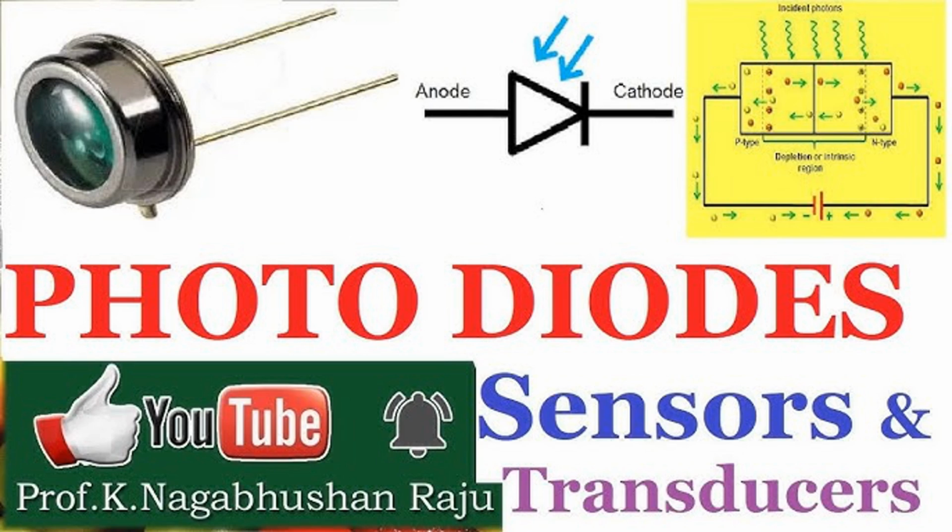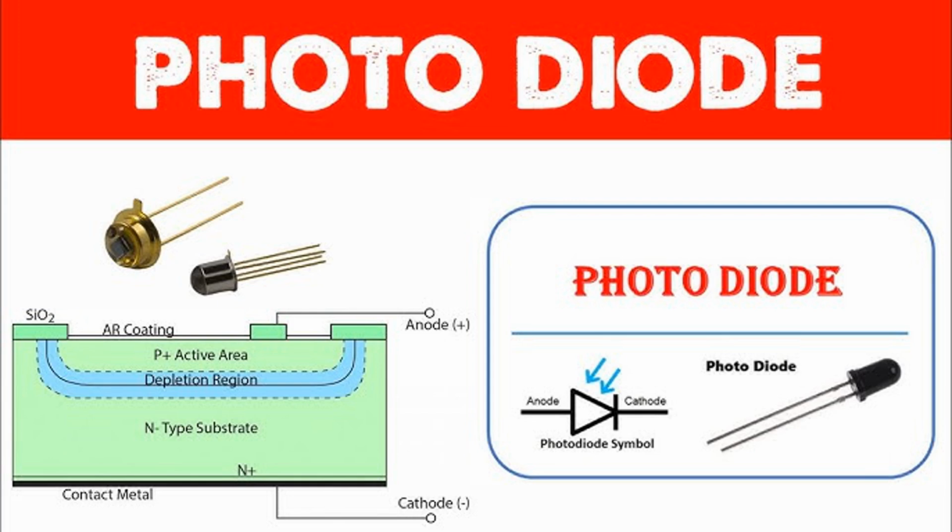The functioning of a photodiode relies on the photoelectric effect. Here's a step-by-step breakdown. 1. Photon absorption. When light, photons, strikes the surface of the photodiode, the photons are absorbed if their energy exceeds the bandgap of the semiconductor material. The bandgap is the energy difference between the valence band, where electrons are bound, and the conduction band, where electrons are free to move.